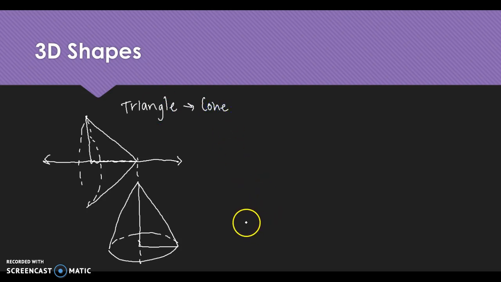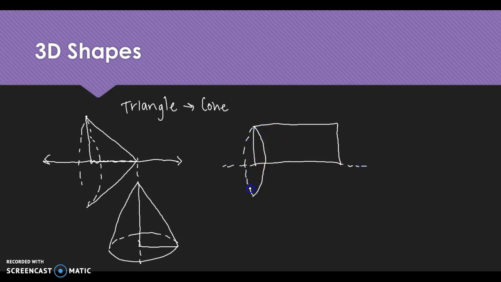If I take a rectangle or a square, so maybe I rotate on its bottom again. Again, it's got to be curved because it's going around, so I can't have any sides and corners and stuff. I'm going around, and it's going to end up making a cylinder. So a rectangle and a square are going to give us a cylinder.